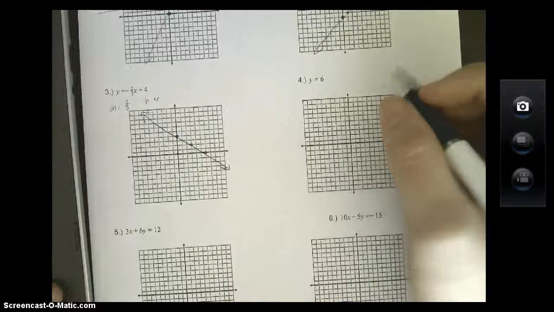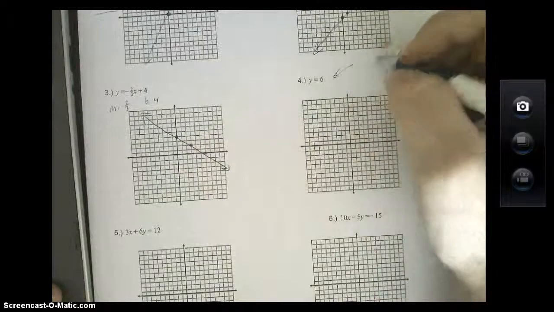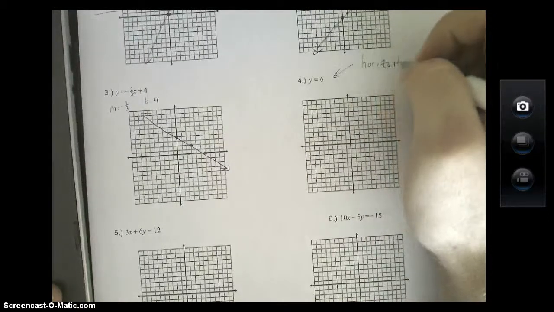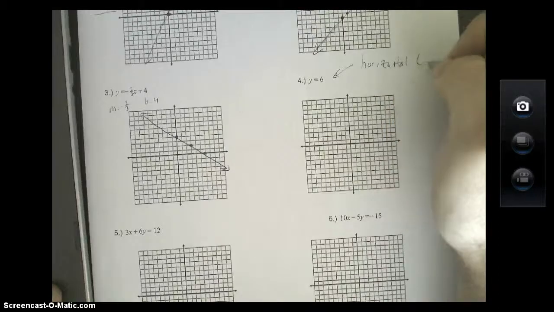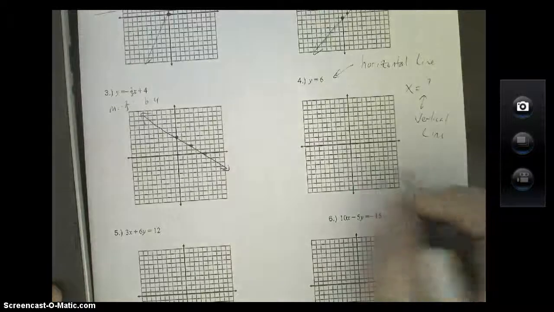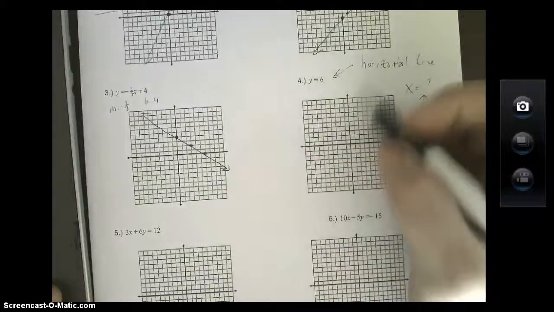Number 4. Y equals 6. Now, these are unique lines. If it's y equals, it's a horizontal line. If it's x equals, then it's going to be a vertical line. Just be careful about the both of them. This one you can graph in the calculator. This one you cannot.